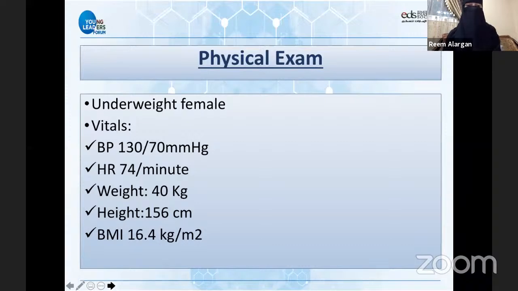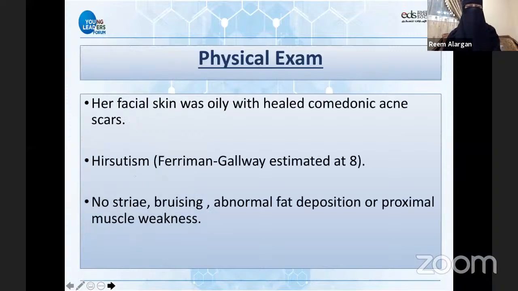underweight on general exam. Her vital signs: blood pressure was normal, 130 over 70. Heart rate was 74 per minute. Her weight was 40 kilograms with height of 156 centimeters, so her BMI was 16.4 kilogram per meter squared. Her facial skin was oily with healed comedonic acne scars. She had only very mild hirsutism with Ferriman-Gallwey score estimated at 8. There was no striae, bruising, abnormal fat deposition, or proximal muscle weakness.